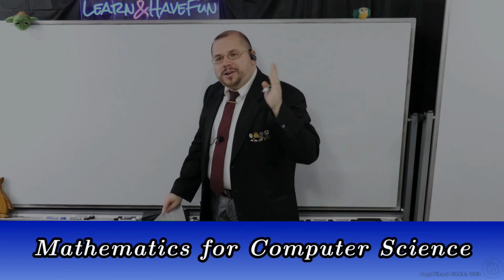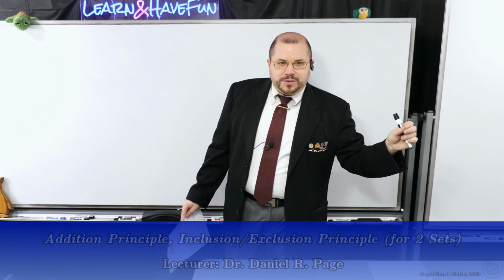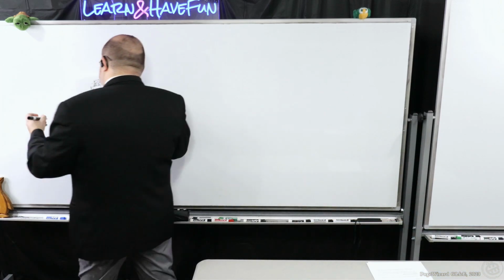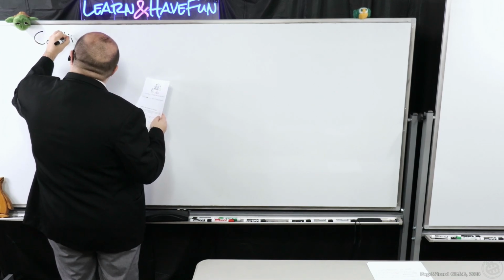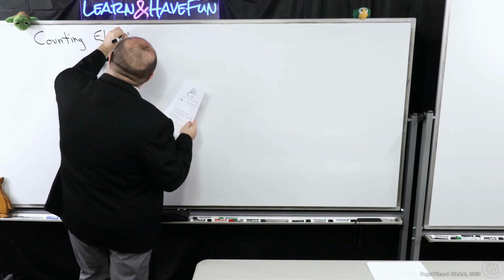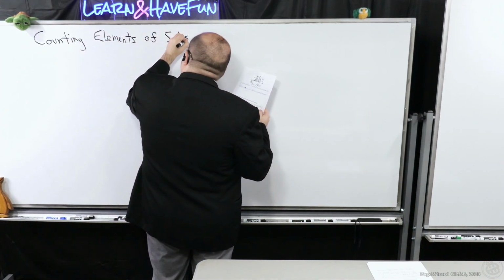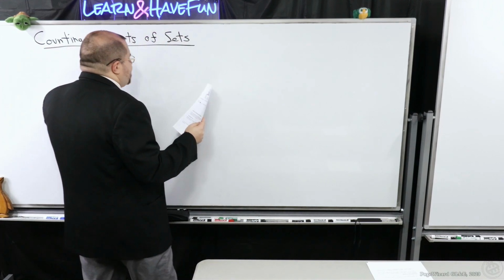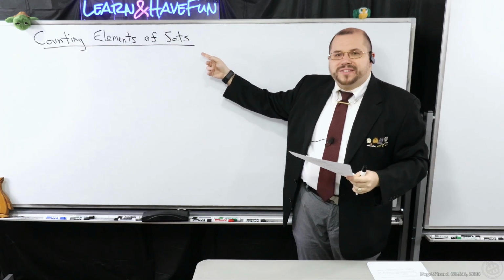What I think would be a good place for us to start when it comes to talking about basic counting principles is namely counting elements of sets. So counting elements of sets. I think this is a rather good place for us to start. We're going to start talking about counting elements of sets.